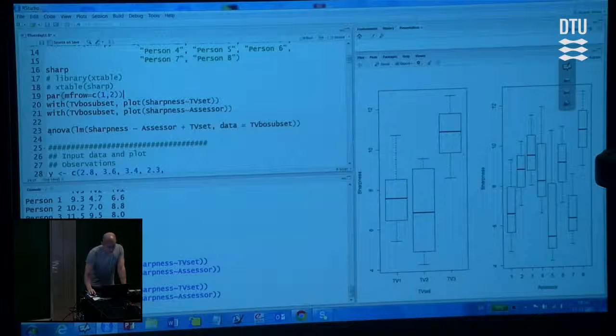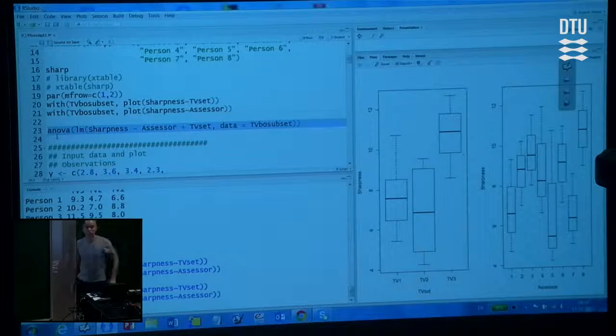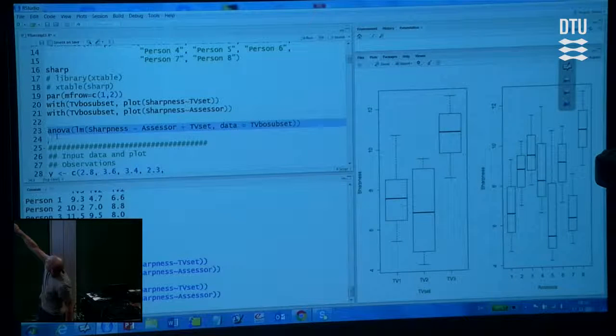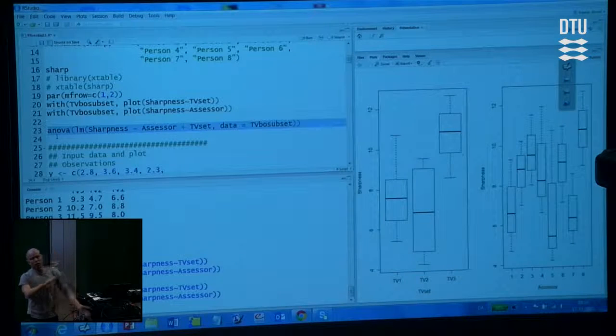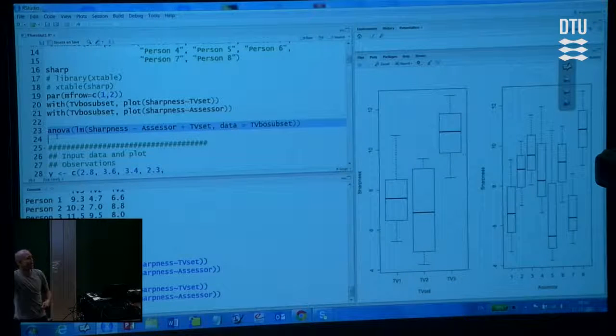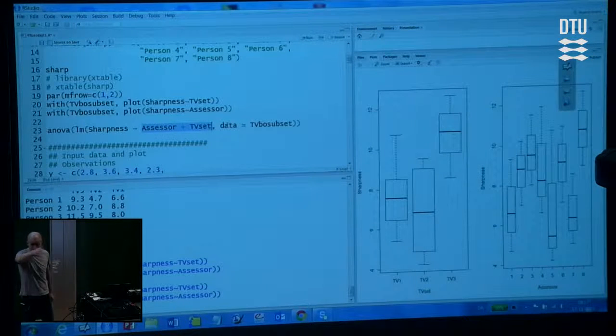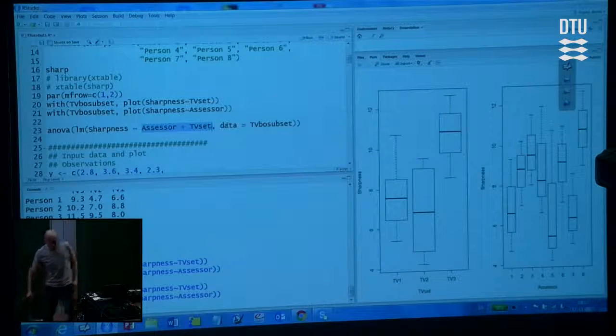And here it comes. Basically, I could just show you this line and then we were done. As you remember, the way we moved from single linear regression to multiple linear regression was by just adding another x in the formula statement. And from an R perspective, that's what we do now. We just add both assessor and TV set. Last week, we would only have TV set there, just the treatment factor, right? Now I put both of them there, and it works as it should.